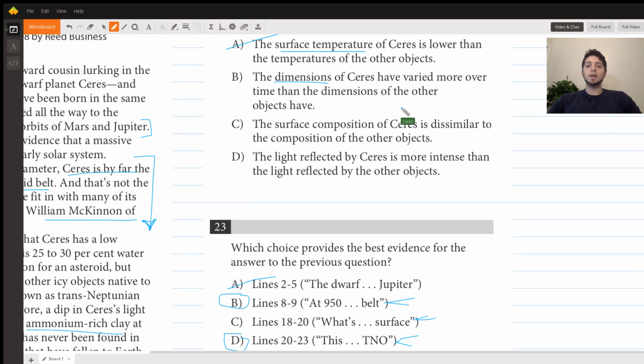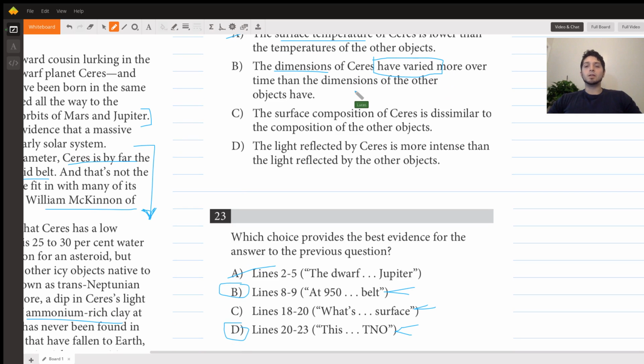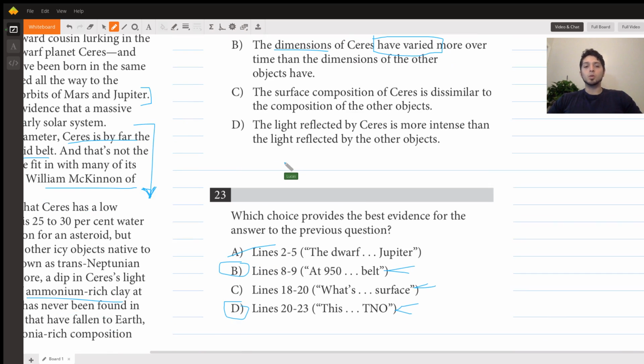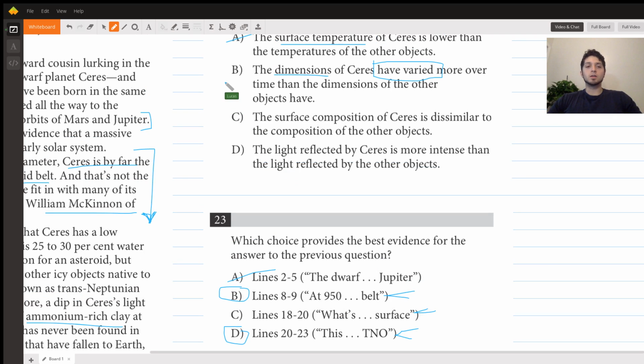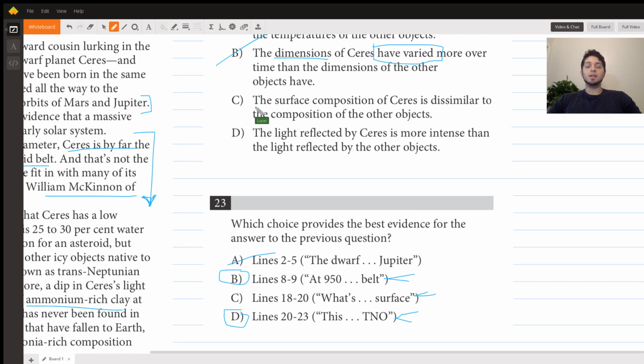The problem, again, comes in the details, which says that the dimensions of Ceres have varied more, meaning they changed more over time, right? Not necessarily that they're the biggest dimensions, right? It's the largest object, but that they varied over time is really nothing that any of our texts talked about. So I'll get rid of B.